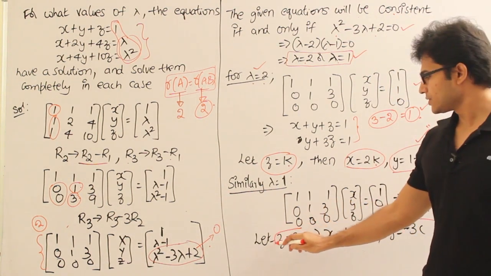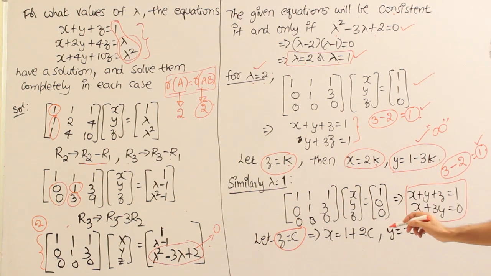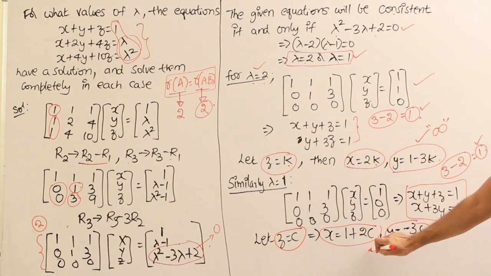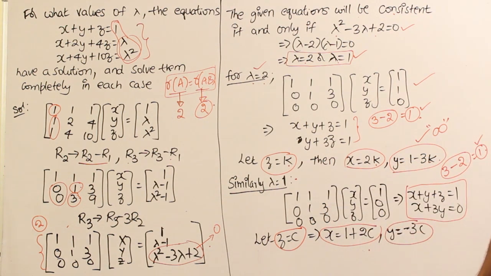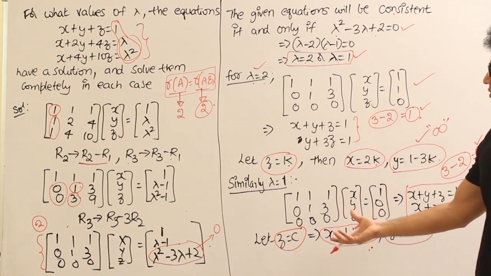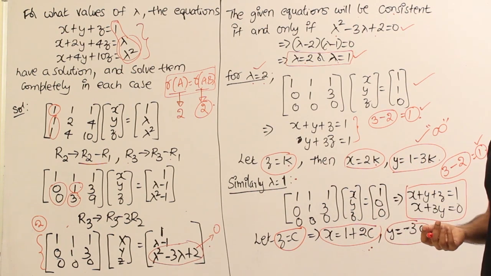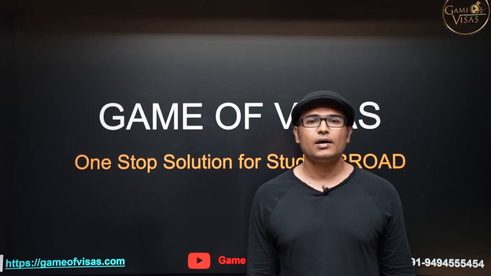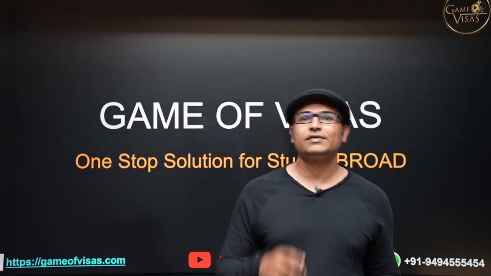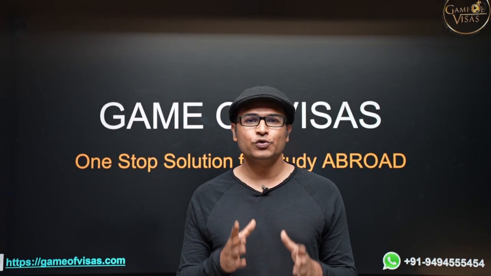So I'm assuming z equal to c. From that I got these two. Therefore this is the general solution for the case when lambda equal to 1. And how many solutions are there totally? Infinite number of solutions. For each value of c, you will get a solution and you can substitute there and you will get the answer. Okay, fine.